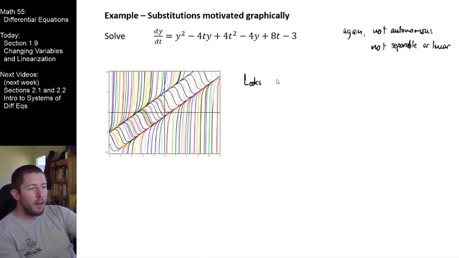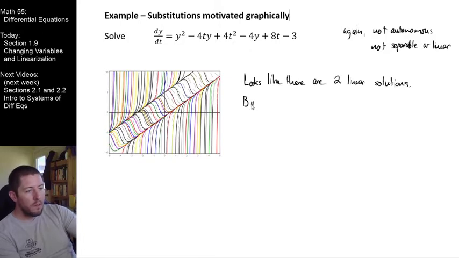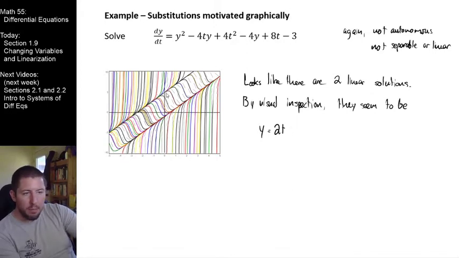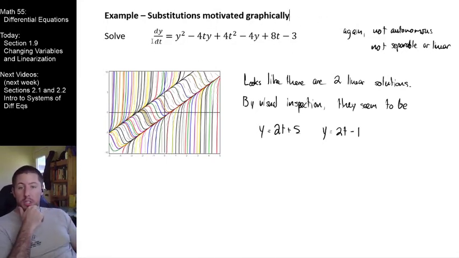Okay, it looks like there are two linear solutions. Y equals 2t, it looks like that was the plus 5 one right there. There's our height of 5, and that's our height of negative 1. So y equals 2t plus 5 and y equals 2t minus 1. It seems like those are both going to be solutions to this differential equation. I can see their lines in the slope field out there, right?